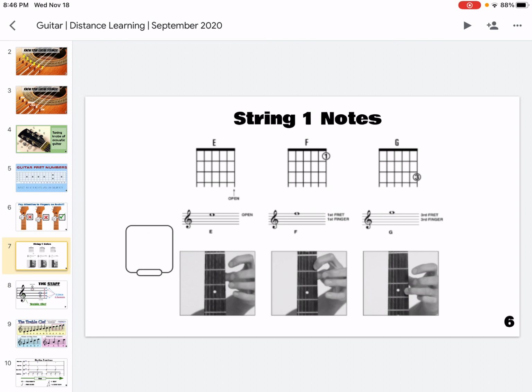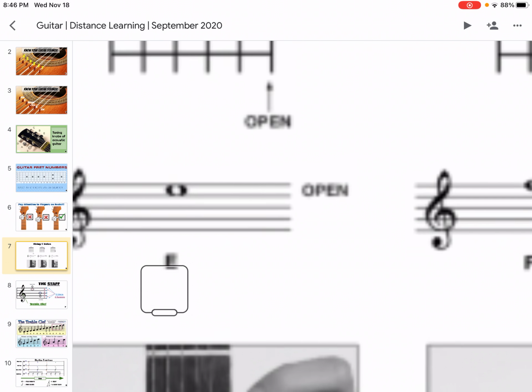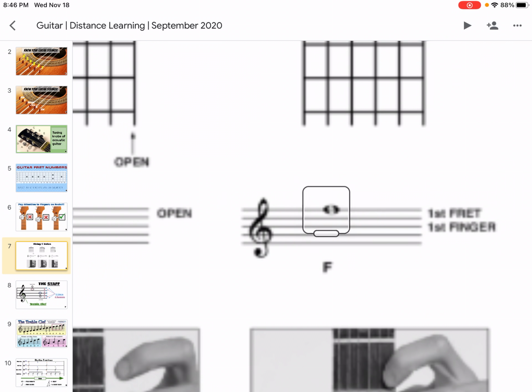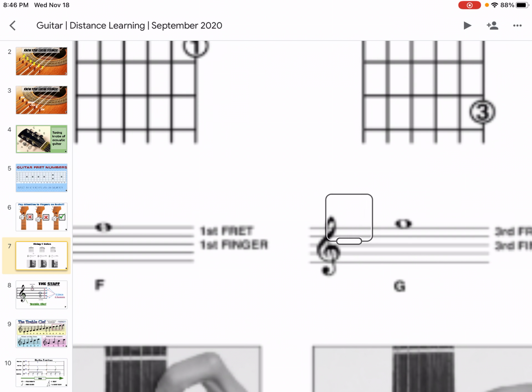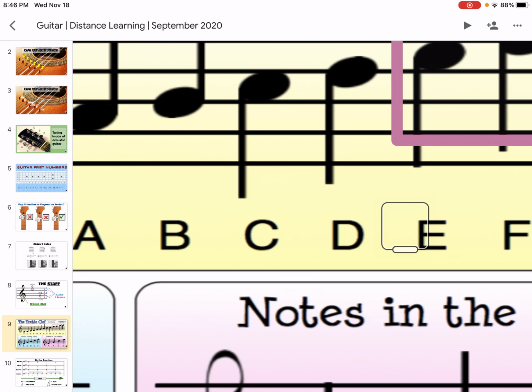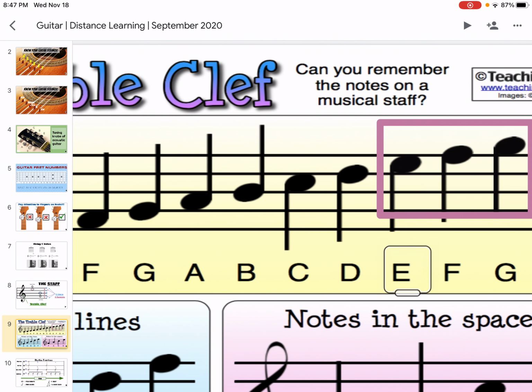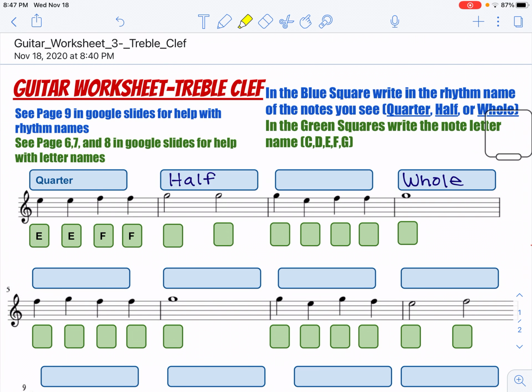So our three notes we're dealing with here are E, F, and G. Now an E, as you can see, is on the top space. An F is on the top line. And a G is in a space above the top line. We also see that on page 8, right? Here's my E, here's my F, here's my G. So I need to go back to my page and I need to look where these notes are.